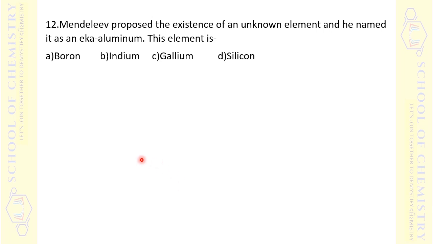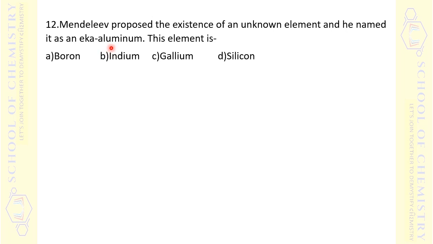12th question. This is also a very straightforward question. Based on the construction of the periodic table, when Mendeleev prepared his periodic table, he predicted the existence of an unknown element, and he even left some space in his periodic table. That was named eka-aluminum. He had predicted that the properties of that element would be similar to those of aluminium, and that it would come below aluminum in the periodic table. That position he had predicted. So they have asked which element that is.